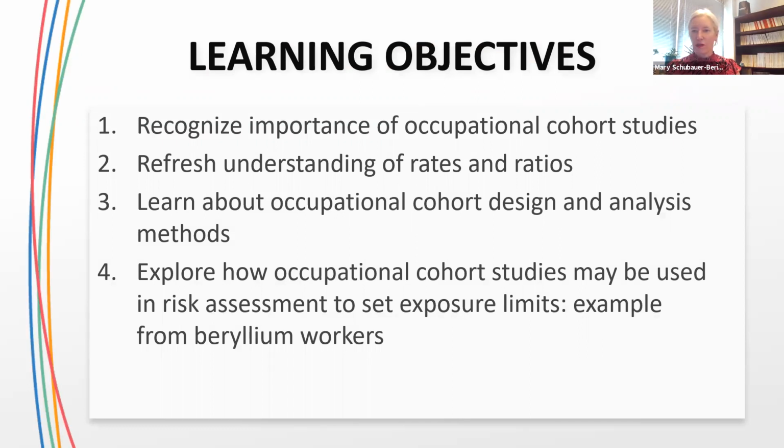The first is for you to recognize the importance of occupational cohort studies. Second, to refresh your understanding of rates and ratios, because these are very important. They're basically the currency of occupational cohort studies. Third objective is to help you learn about occupational cohort design and some analysis methods. And then lastly, to explore how occupational cohort studies may be used in risk assessment to set occupational exposure limits. And here I'll use an example from my own research related to beryllium work and cancer.